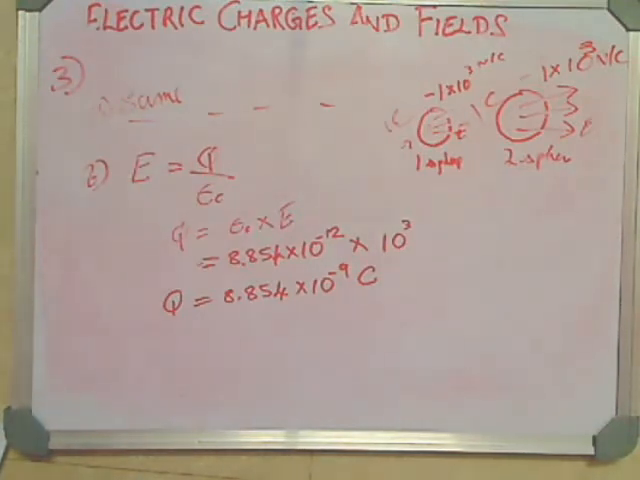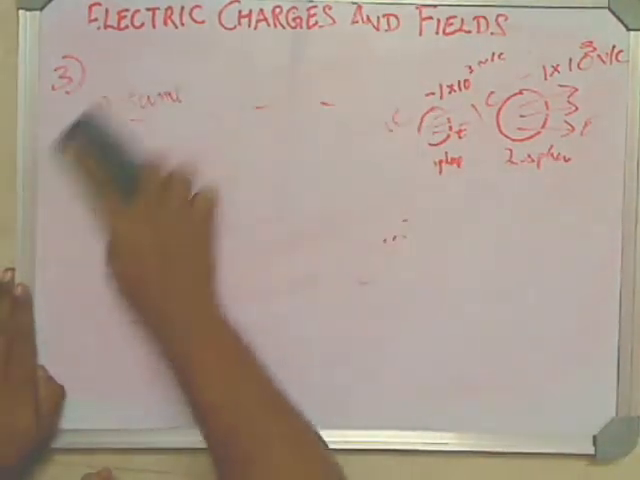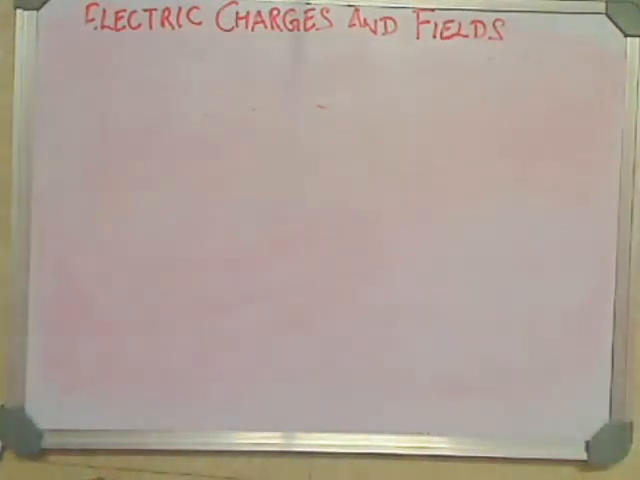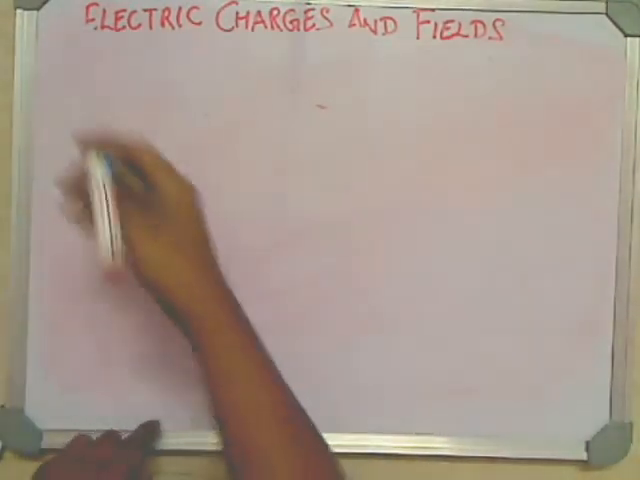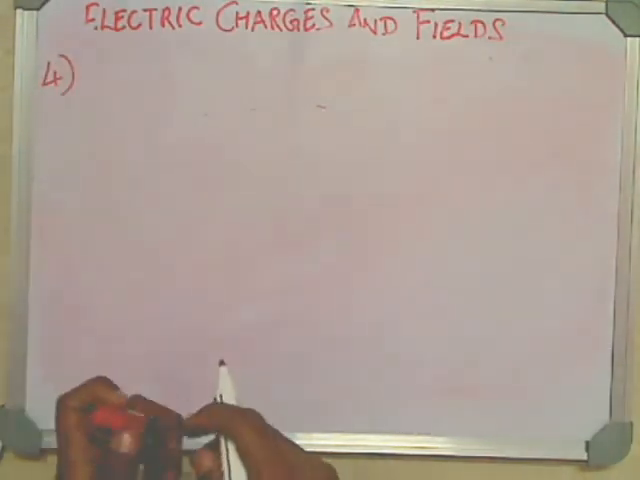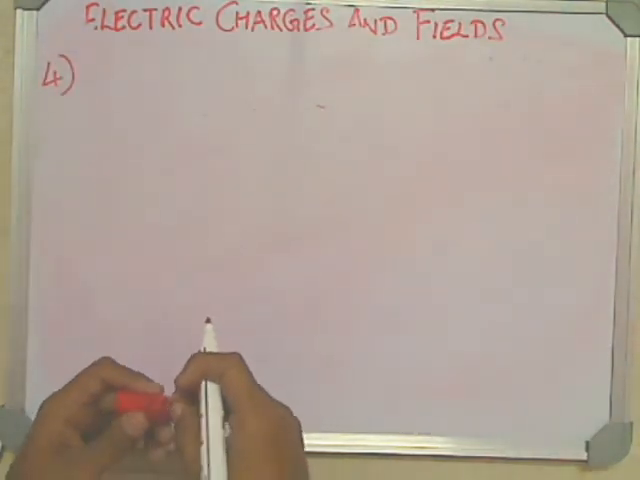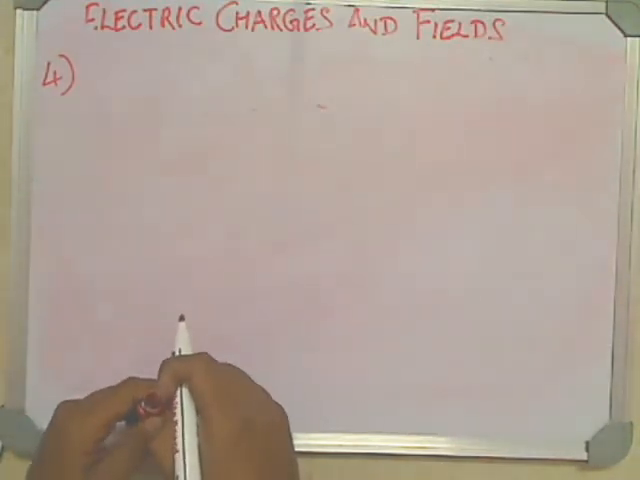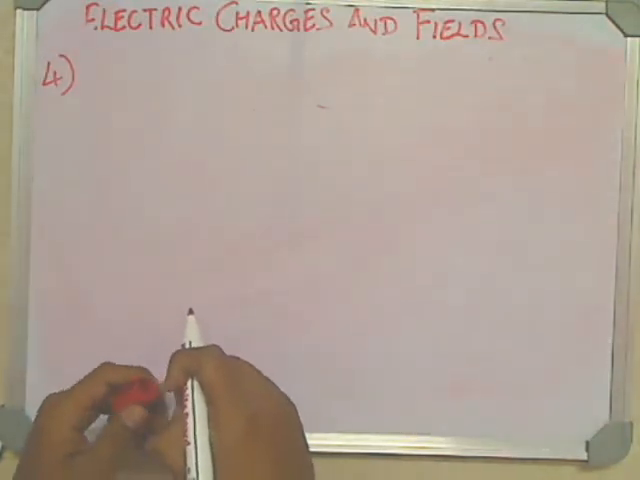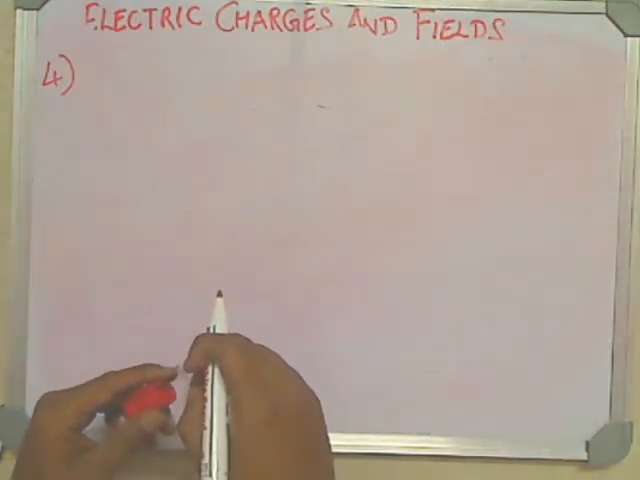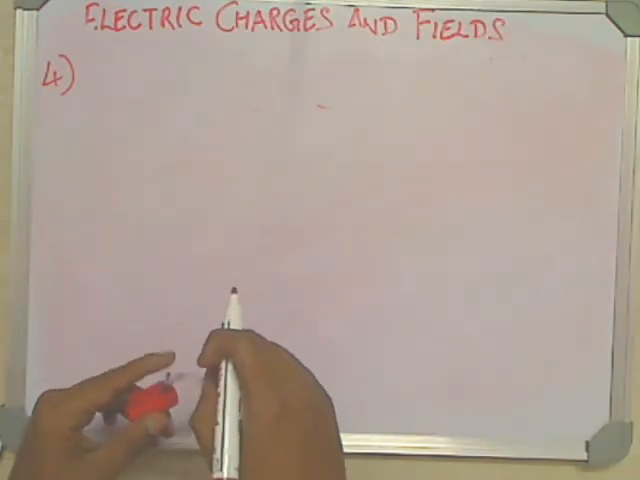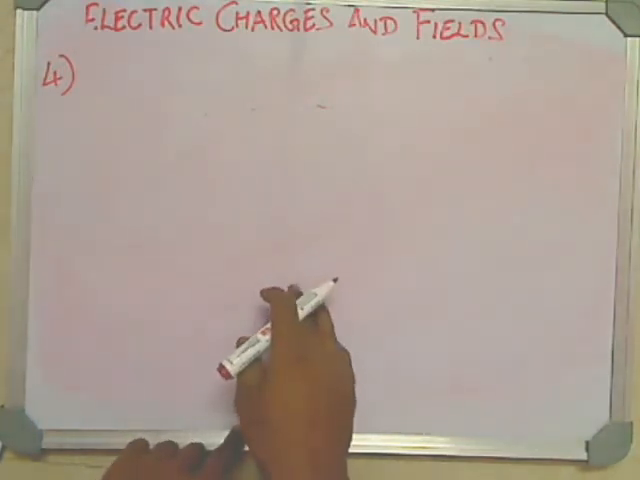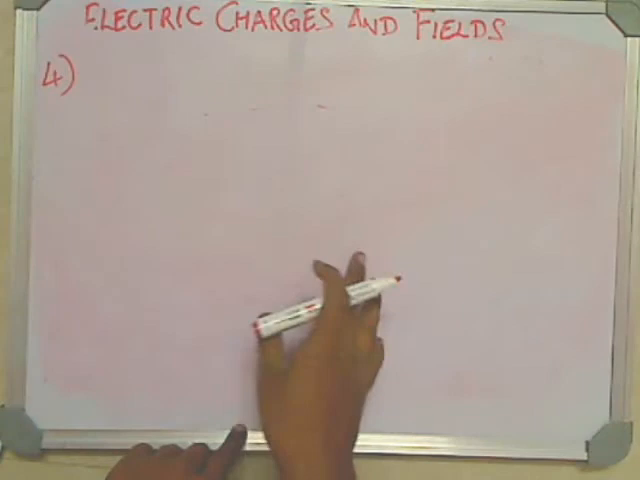We will do one more problem, and with that I will close this video. Now, this question, problem number 4. A conducting sphere of radius 10 centimeters has an unknown charge. If the electric field 20 centimeters from the center measures 1.5 multiplied by 10 to the power of 3 newtons per coulomb, find the net charge on the sphere.